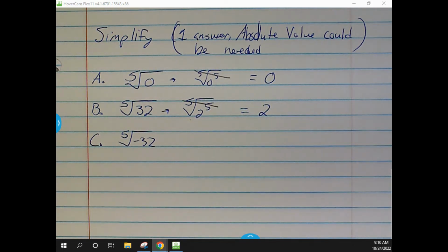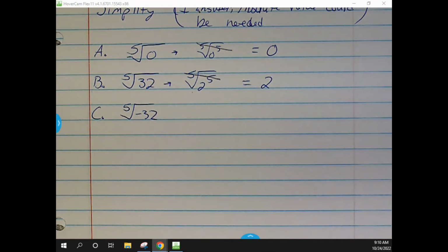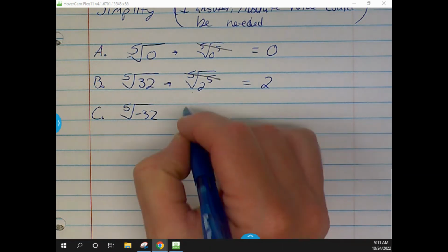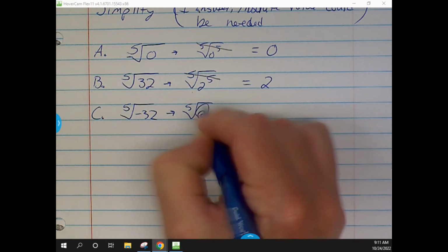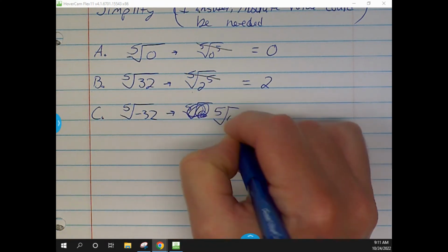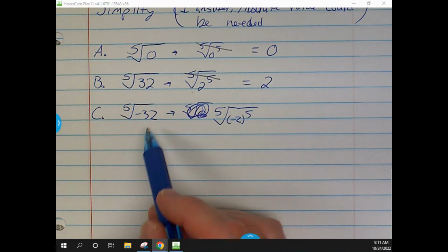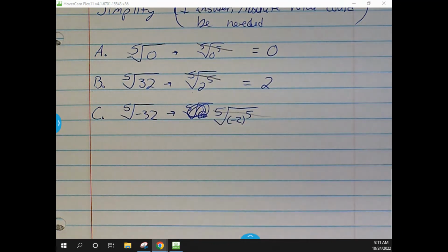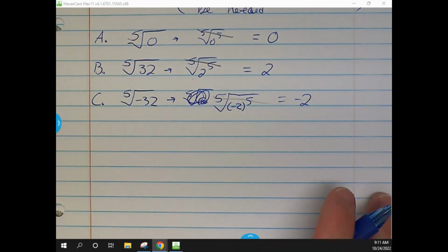All right, if we do fifth root of negative 32. We know that 2 to the fifth is 32. Because again, if we do a negative number 5 times, we know the answer would be a negative. So negative 32 would be negative 2 to the fifth. Your 5s would cancel out. So in that case, the answer would be negative 2.